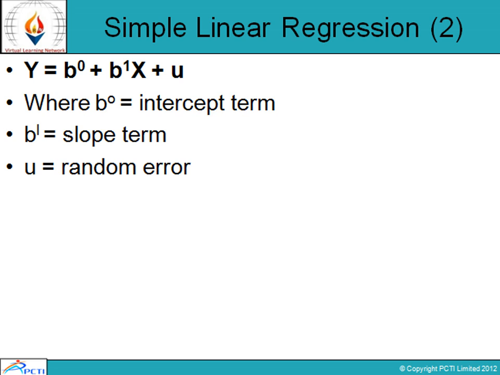Assuming a linear relationship between the dependent and the independent variable, the relationship between y and x can be written like this, where b0 is the intercept term, b1 is the slope term, and u refers to the random error. The estimation of b0 and b1 is carried out using the ordinary least squares method of estimation. The ordinary least squares method aims at minimizing the error sum of squares to obtain the estimated values of the intercept term and the slope term.